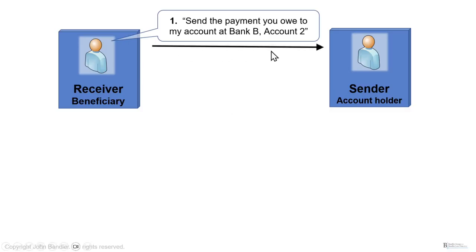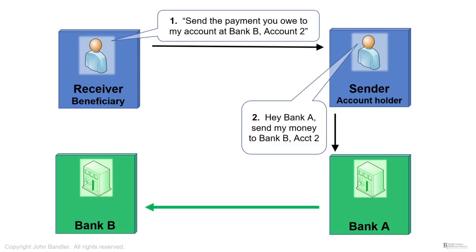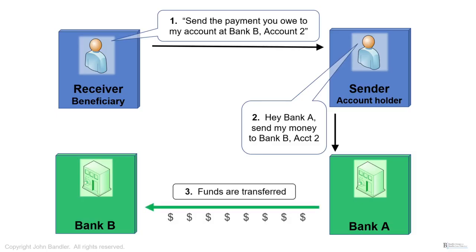So this black arrow represents a communication of what's in this bubble here. Then the sender essentially communicates that, gives that instruction to their bank. That's step 2, where the sender tells his bank or her bank where to send the money. And then if all goes well, the funds get transferred as directed. The receiver gets the money they are owed. Everybody is happy. This is the way a funds transfer is supposed to happen.